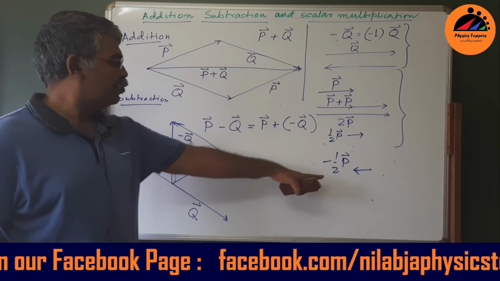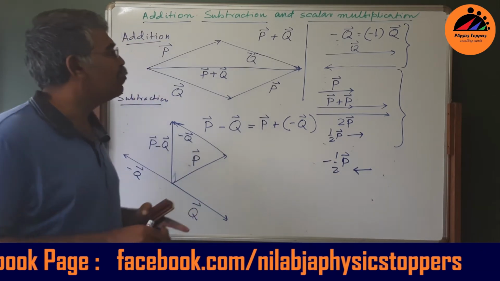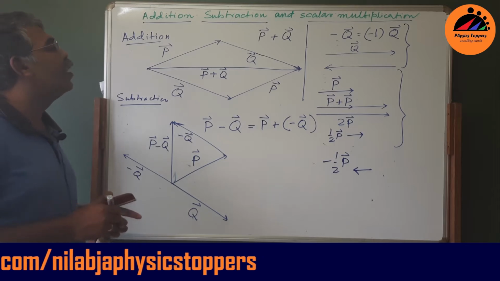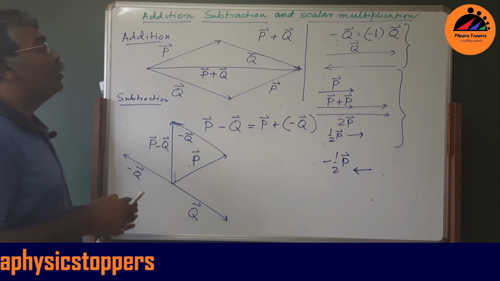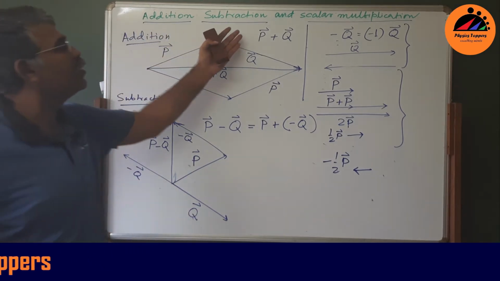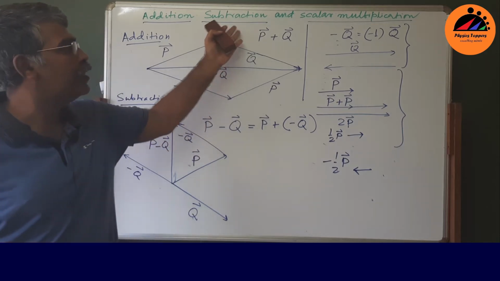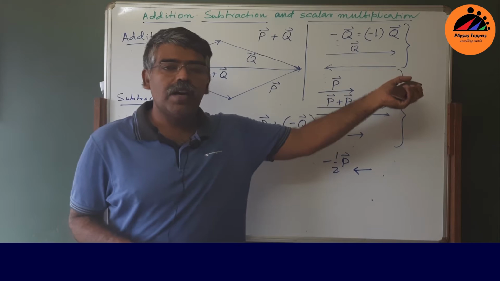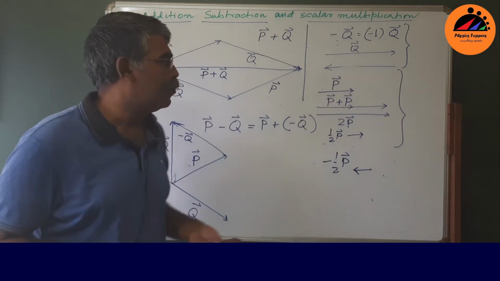You get the minus half P, right? So this is the geometric view of scalar addition, addition of two vectors, subtraction of two vectors. Subtraction is basically an addition, and this is scalar multiplication. Scalar multiplication means multiplication of a vector by a scalar.